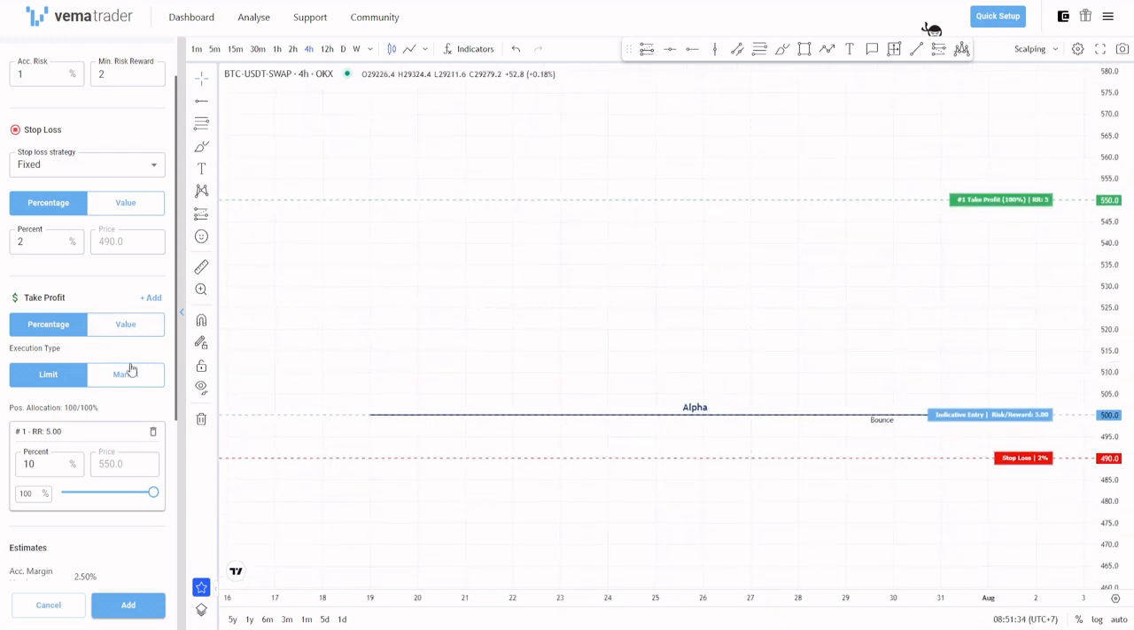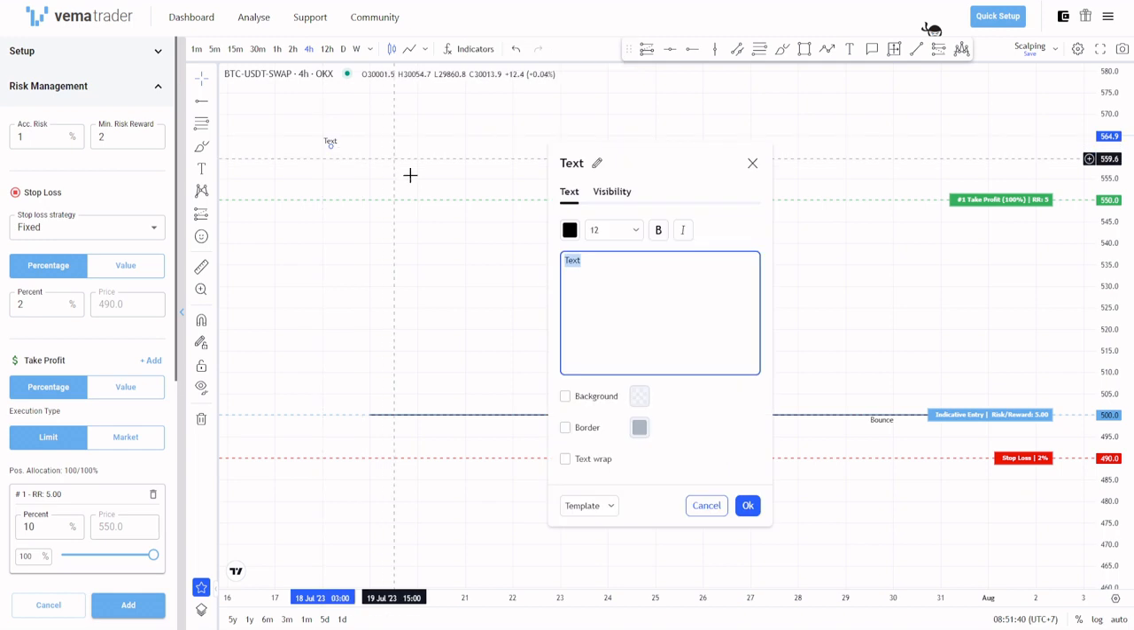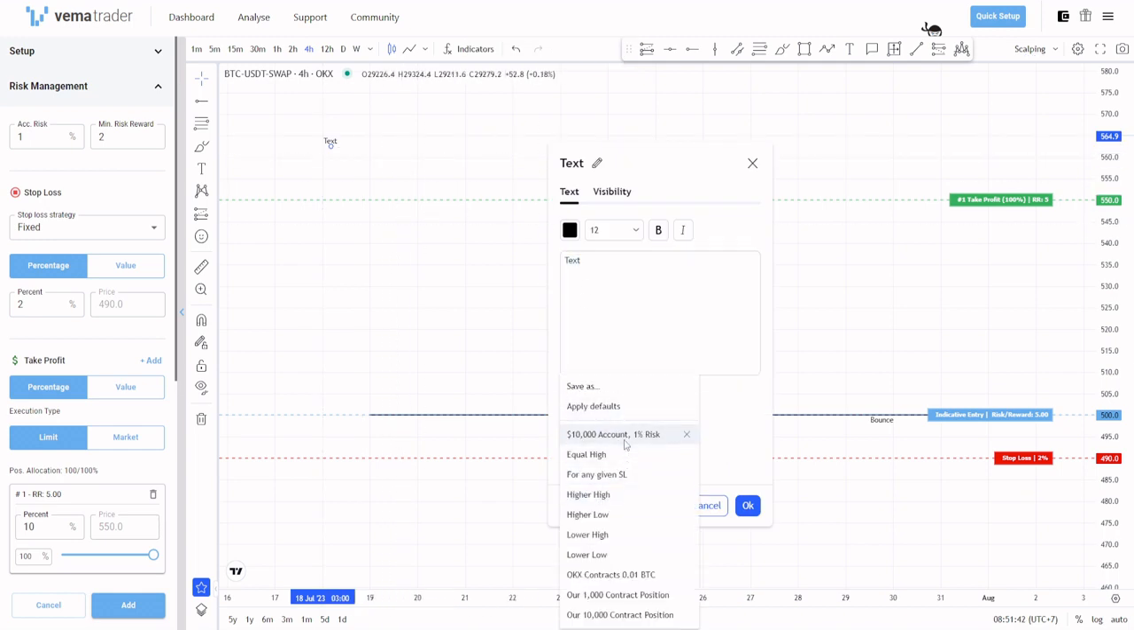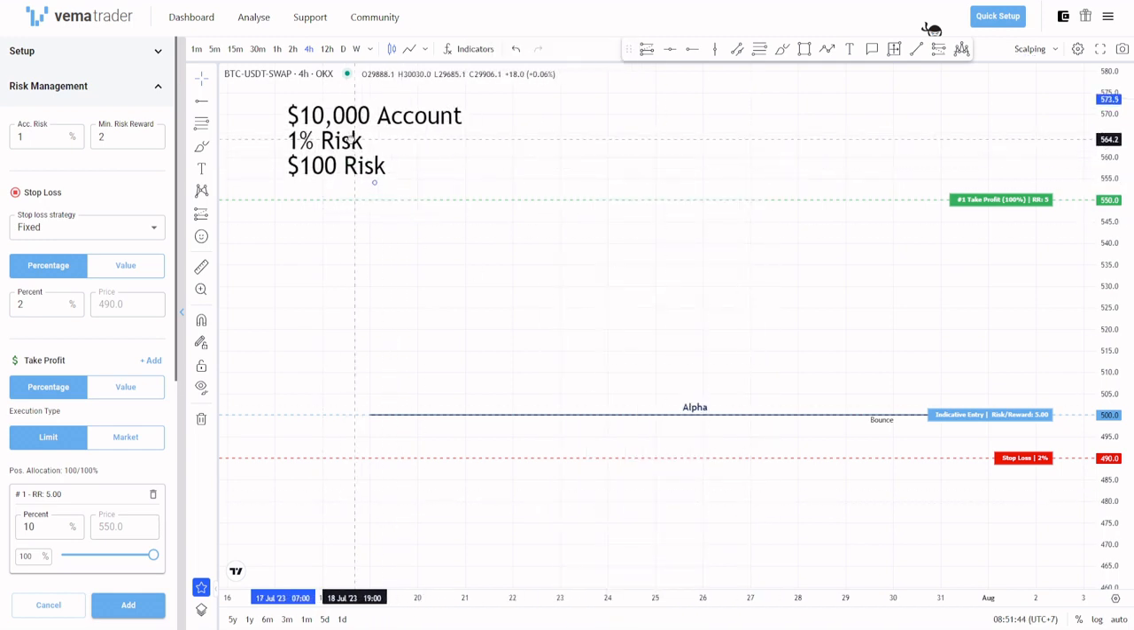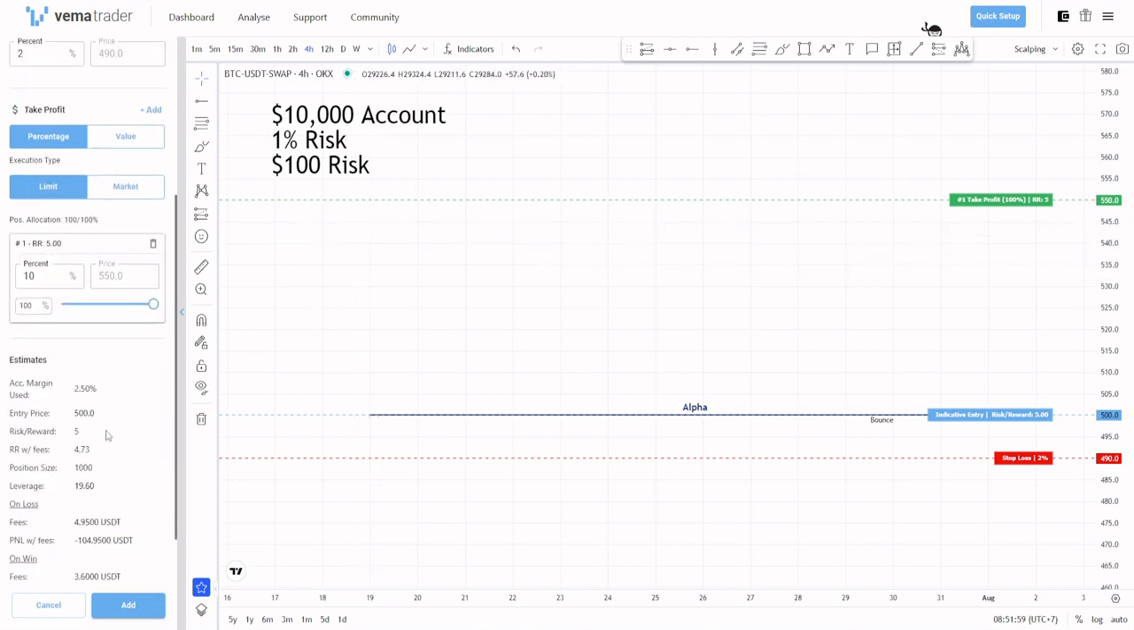Okay, so we have our setup. Now, you can see that we want to risk 1%. Well, like I said before, we have a $10,000 balance, and 1% of $10,000 is $100. So what Vema will then do to calculate our position size is go, okay, what position size with this 2% stop loss would lead to $100 being lost if this stop loss gets hit? So the value that it's returned is $1,000.